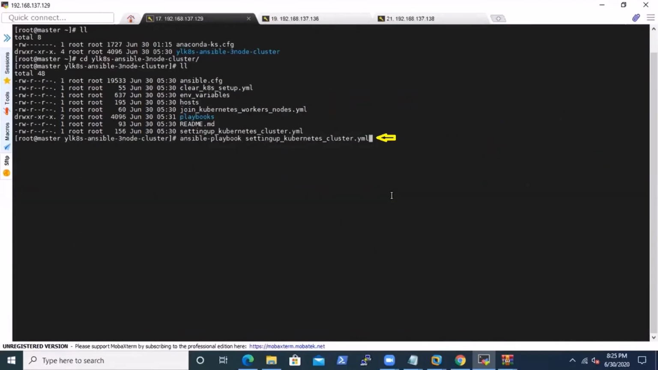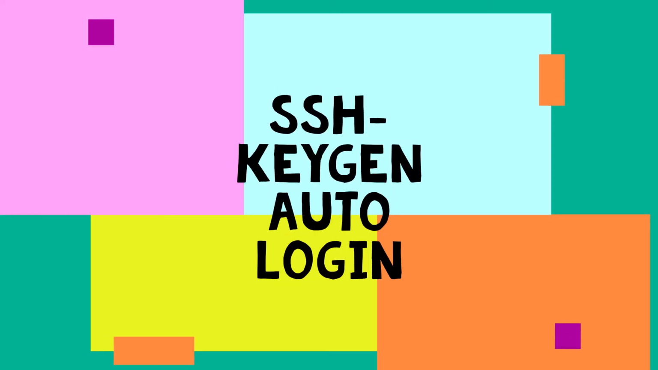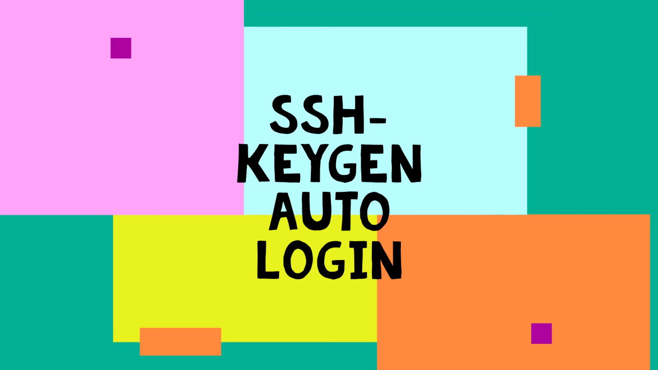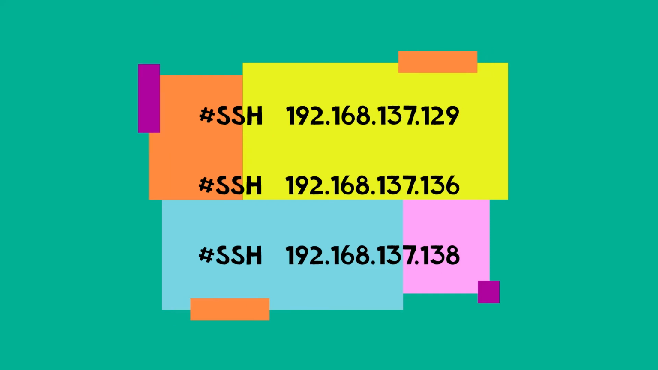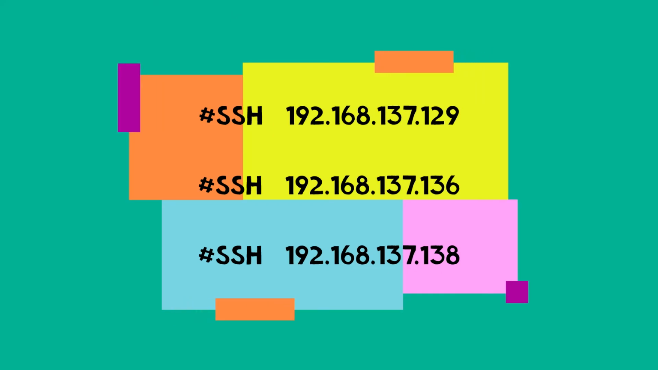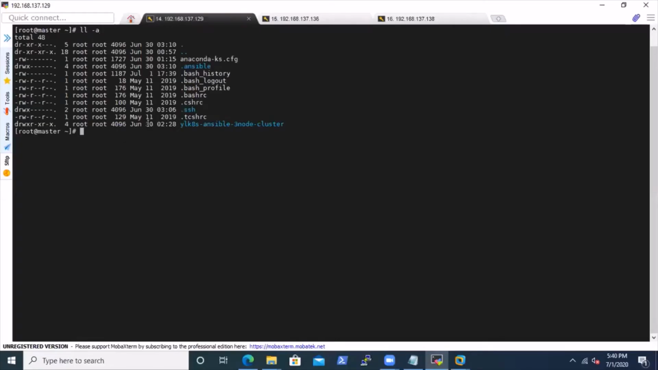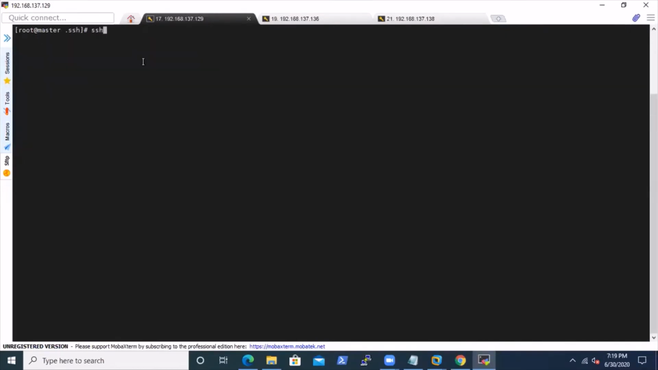Now we could have run this file, but before that we need a mechanism which will auto login, meaning sitting on the master we can auto log into all the nodes to run these YML files in my Ansible playbook. So let's set up the keygen infrastructure. On my master there is a folder .ssh. I'll go to that folder first and run the ssh-keygen command to generate my public and private key. Okay, so this is created.